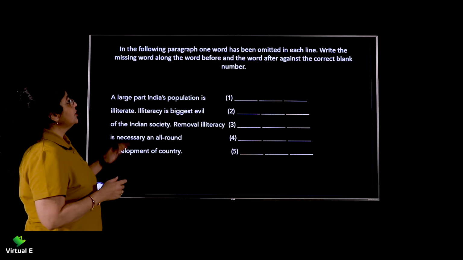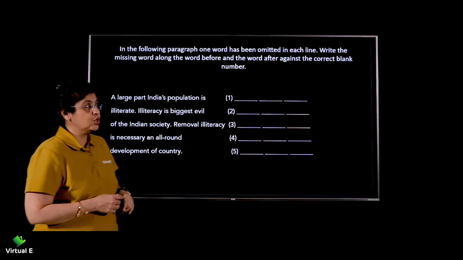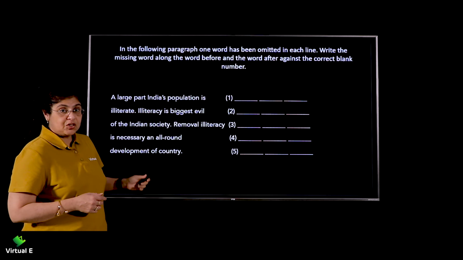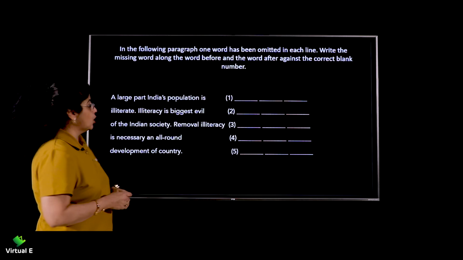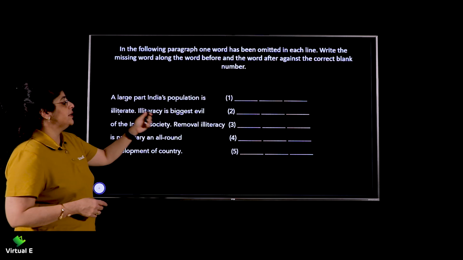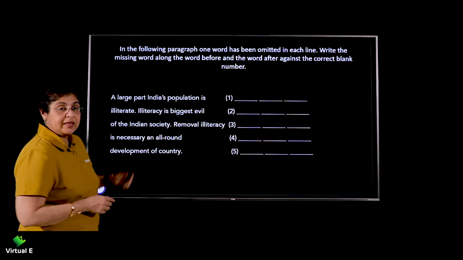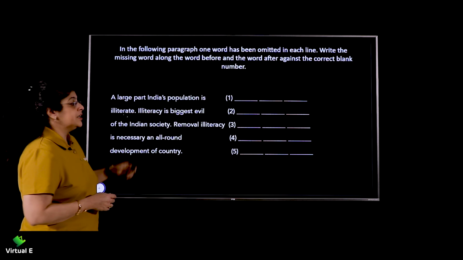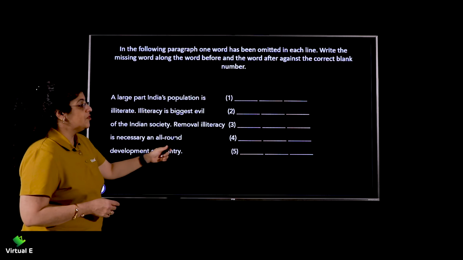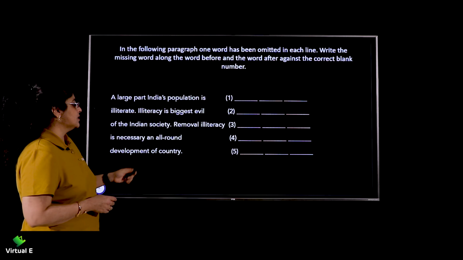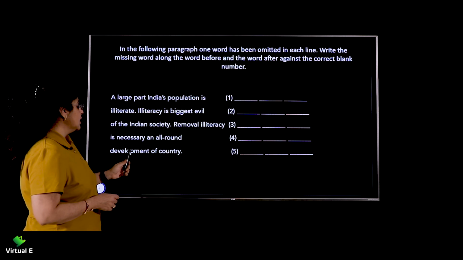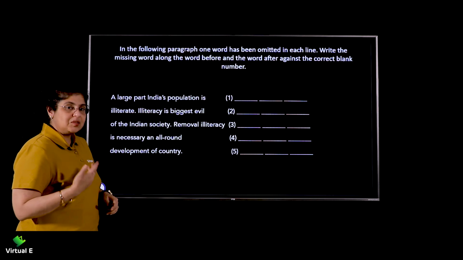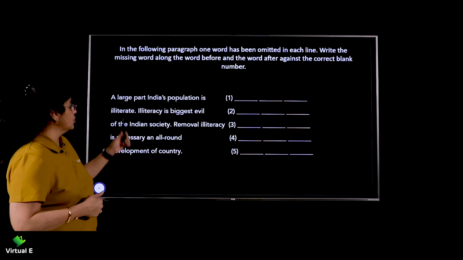Now here we have another exercise to solve, a similar one. Again, we will first read the paragraph and then we will start solving. "A large part [] India's population is illiterate. Illiteracy is [] biggest evil [] the Indian society. Removal [] illiteracy is necessary [] an all-round development [] country." It sounded odd because words are missing. We are going to insert those words.